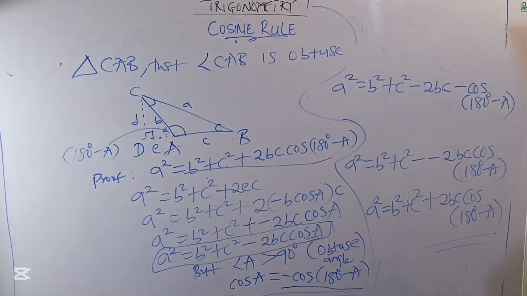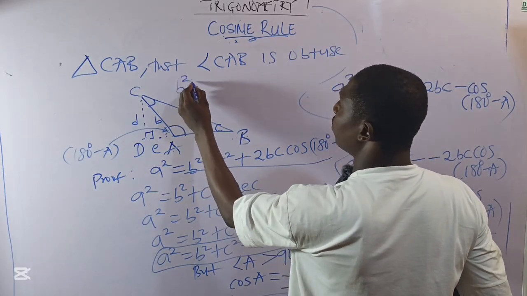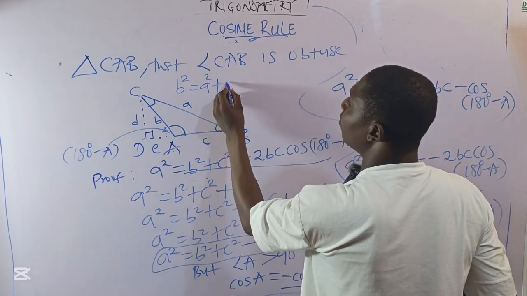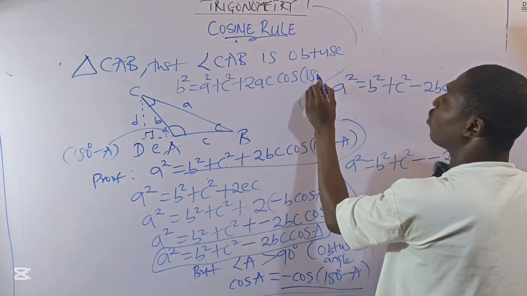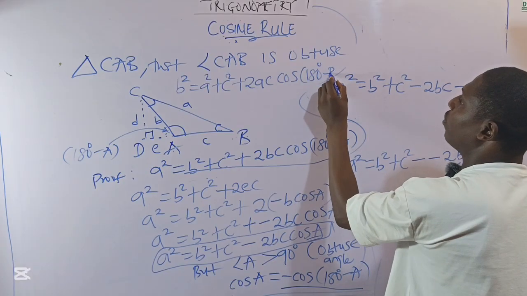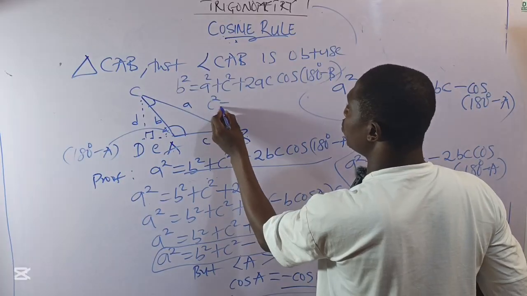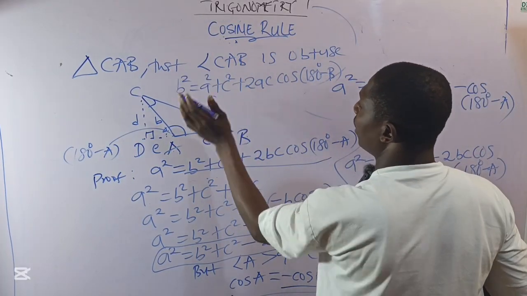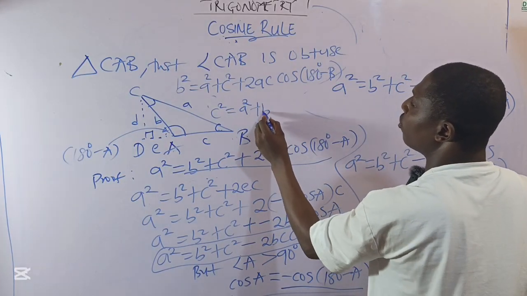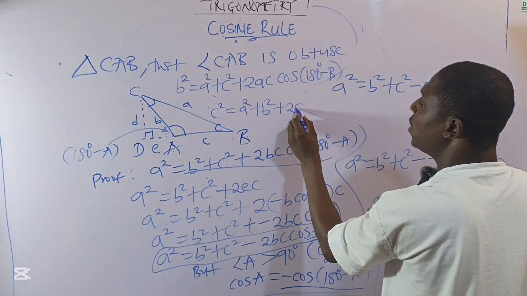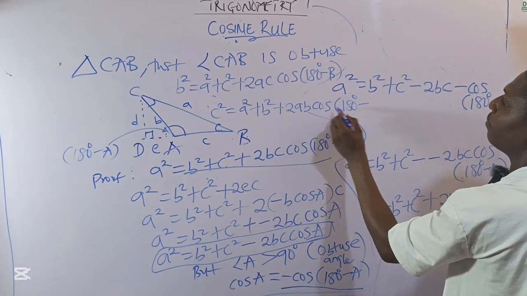So that's this. And in the same way, we can as well get that for B and C. Our B square now will be equal to A square plus C square plus 2AC cos 180 degrees minus capital letter B. And our small letter C square, which is a side, will be equal to A square plus B square plus 2AB cos open bracket 180 degrees minus angle C.